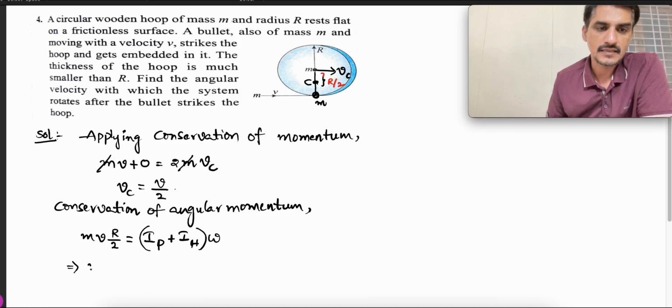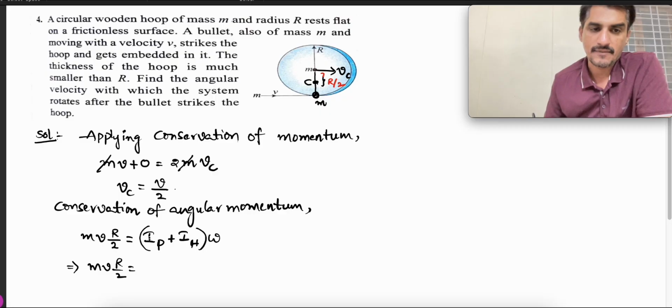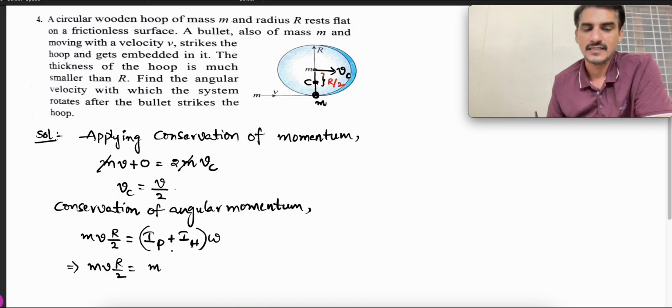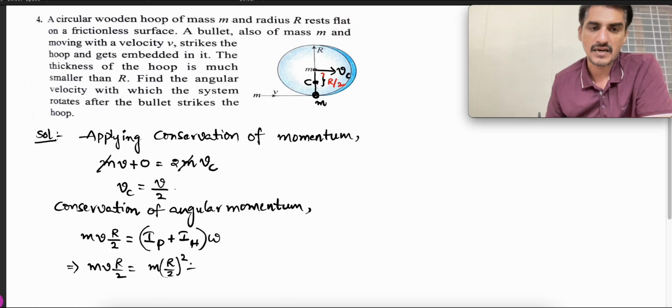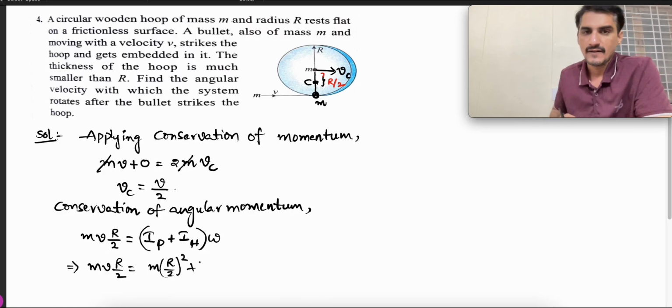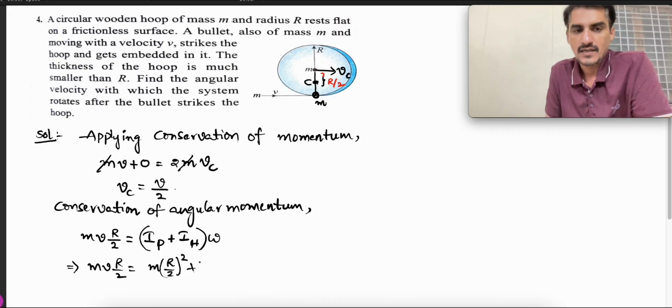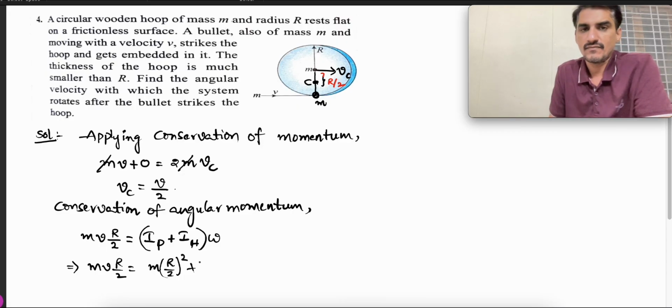Now let us write that m v capital R by 2 is equal to, what is IP here? Moment of inertia of particle with respect to what? Center of mass. So that I can write, now it is m r by 2 whole square, mr square only, no, because hoop is a ring. So with respect to center of mass, what is the distance of it? Means center of mass of the two particles, it is at a distance r by 2, mr square, that's it. Sorry, p means particle, so it is mr square, simple.